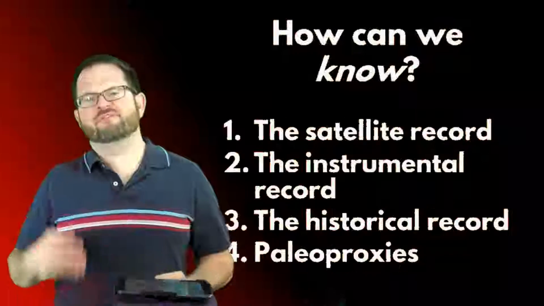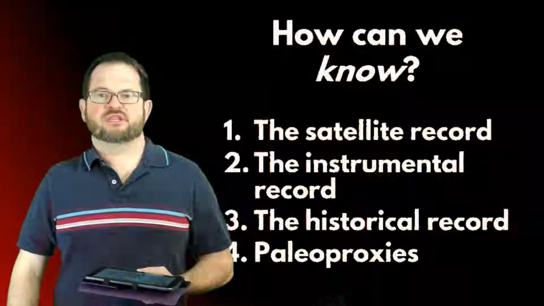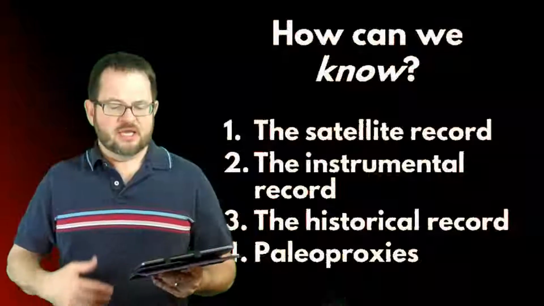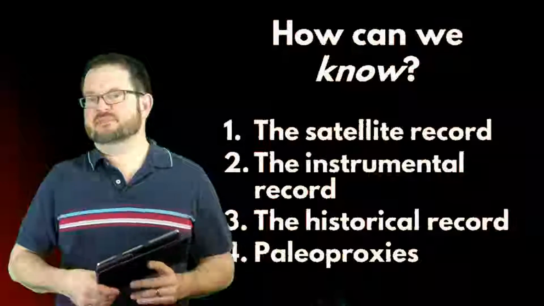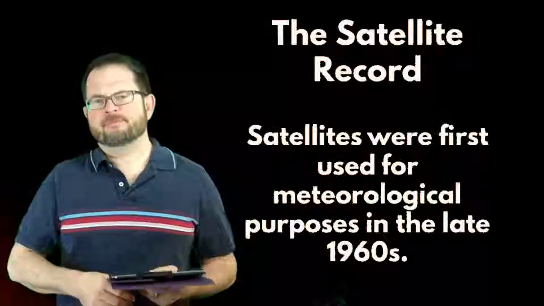I'm going to tell you that there are going to be 4 kinds of observations that leave records of what the climate has been doing, and we're going to talk about each of these in some detail over the next few minutes. Let's start with the satellite record.